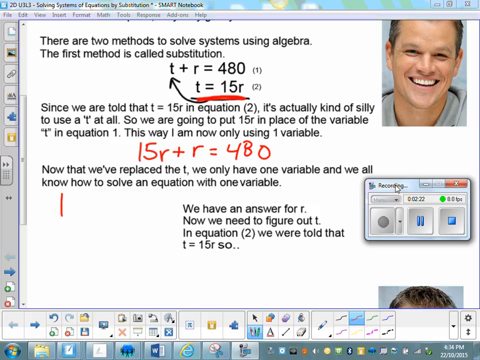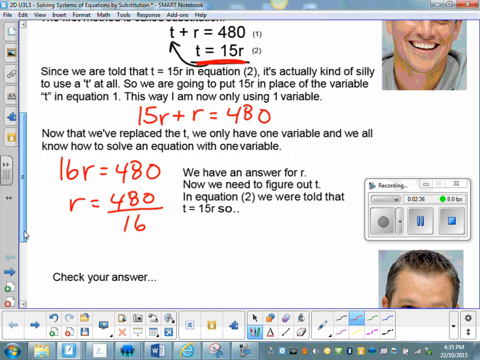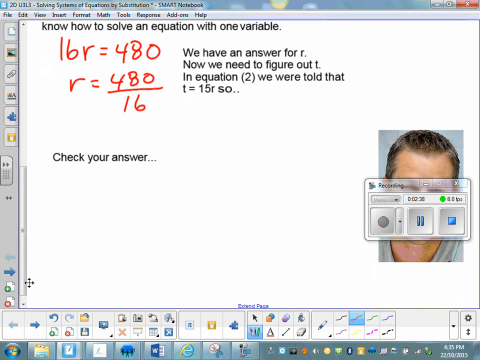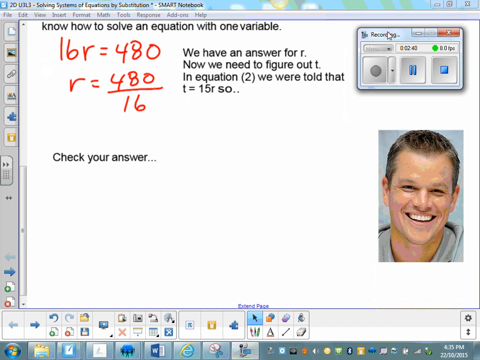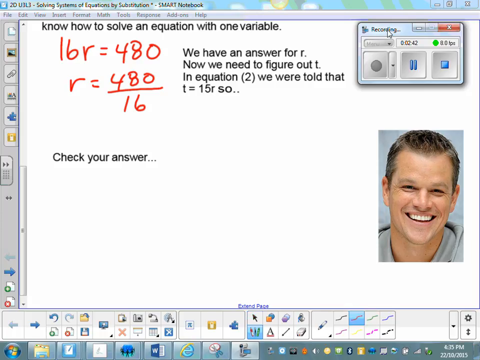So if I add the 15r and the 1r together, that's going to give me 16r. And then to solve for r, I move the 16 to the other side of the equation, and I divide. And when I divide, I end up with r equals 30. So we've got an answer for one of the variables.